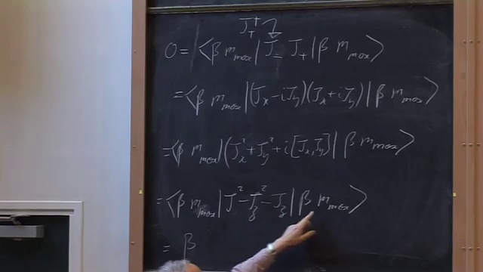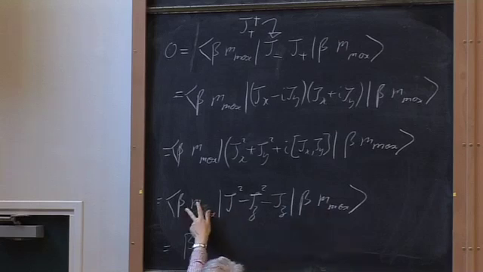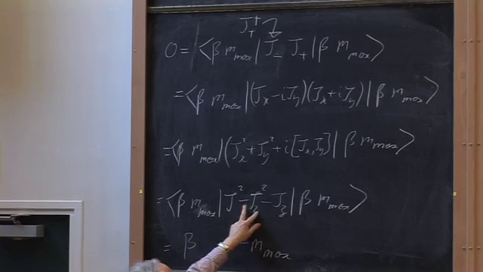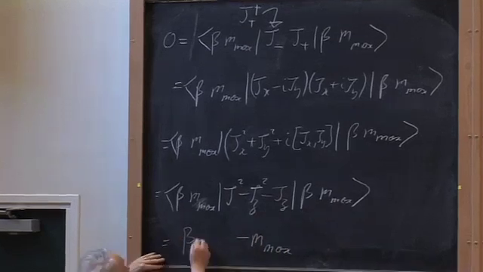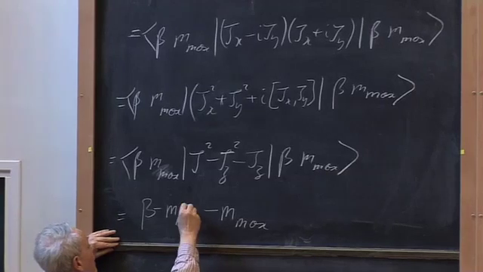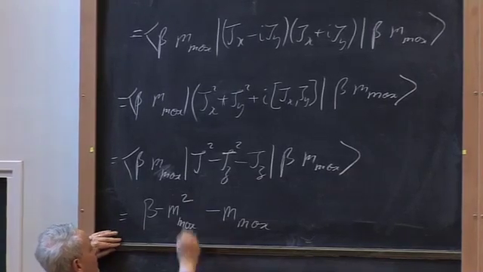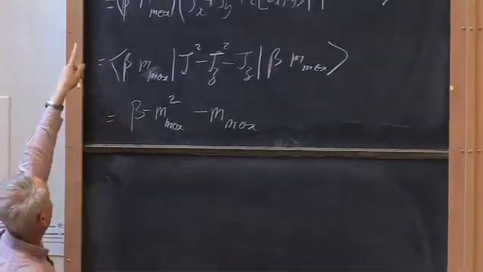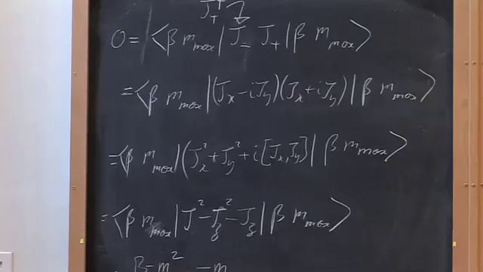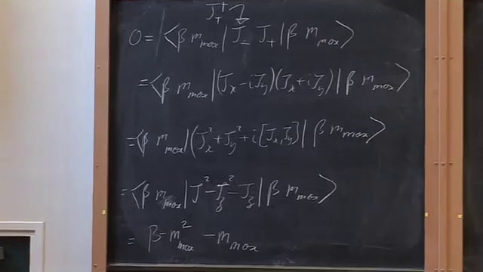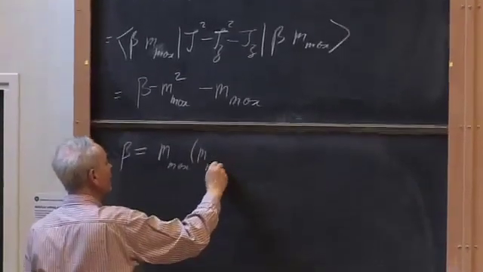This Jz will produce an M max times this thing, which will then bang into this thing and produce a 1. So I have a minus M max. And this one is going to produce M max squared, also with a minus sign. So what do we have? We have that nothing is equal to this stuff, from which it follows that beta, we've discovered now what beta is in terms of M max. It's equal to M max brackets M max plus 1.